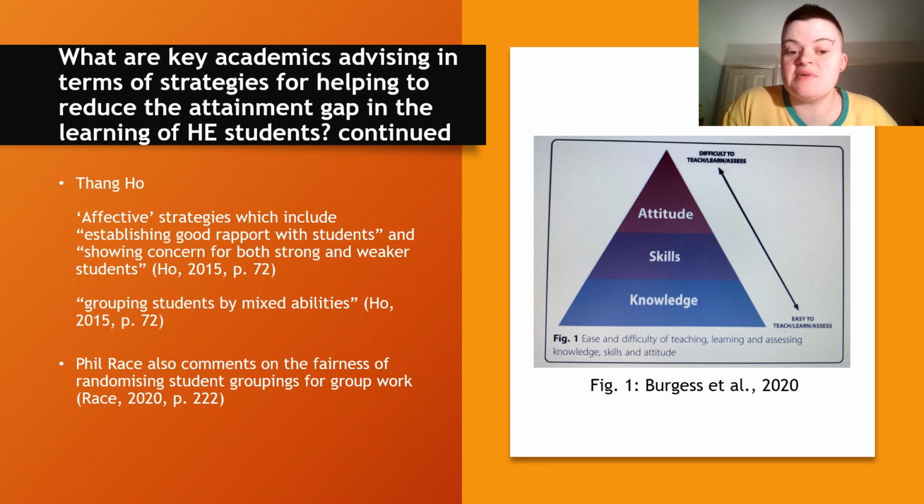Grouping students by mixed abilities. Again, it's a case of sharing skills and sharing knowledge and helping those students to help each other. Phil Race also comments on the fairness of randomizing student groupings for group work. Again, it's about sharing skills, sharing knowledge, helping the students help each other, helping them to reduce the attainment gap of each other. If students are in mixed ability groups, they will push each other more than if their abilities are the same.